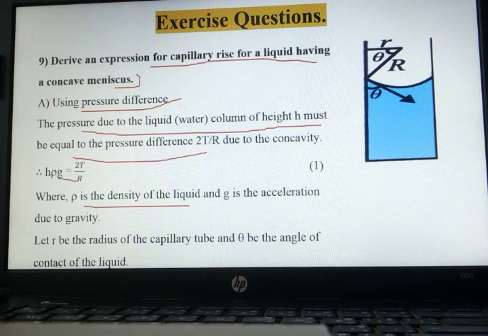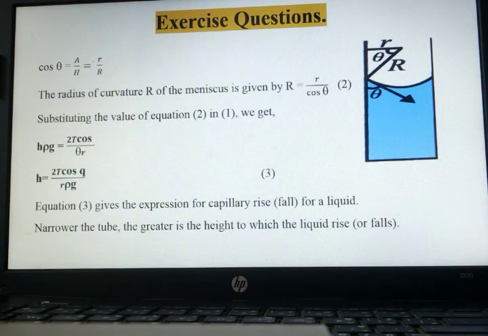Let r be the radius of this capillary tube. This r is the radius of the capillary tube. And theta is the angle of contact. Then if we apply cos theta over here, we know cos theta is adjacent upon hypotenuse. If theta is this angle, then this small r is the adjacent, and this capital R is the hypotenuse. So cos theta can be written as small r upon capital R.